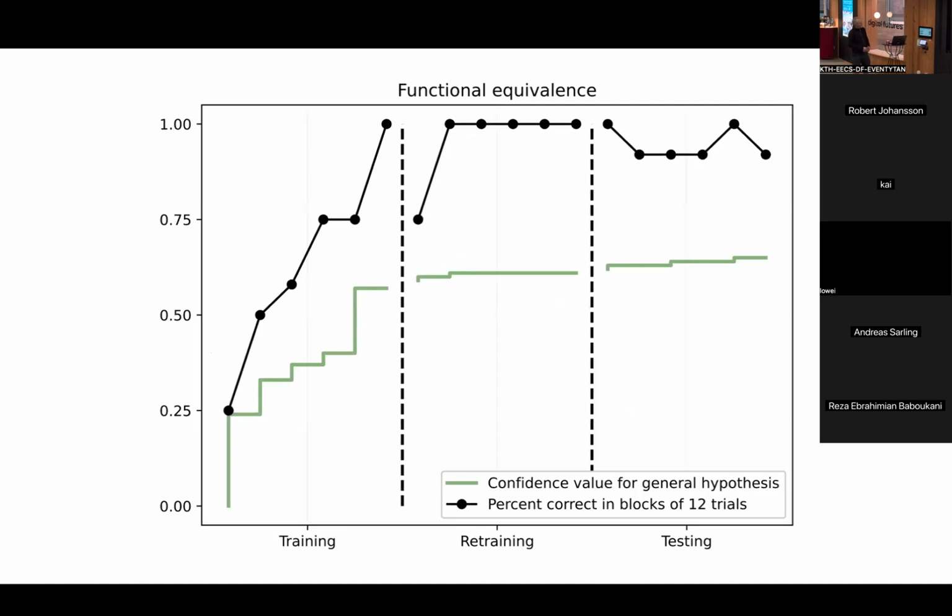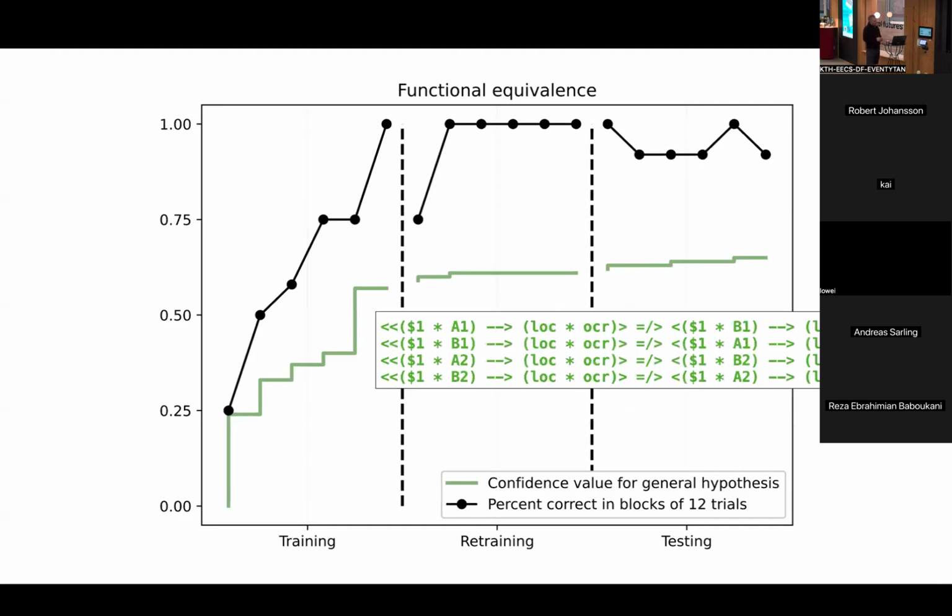So anyway, the system can learn in the retraining the first 4 of these stimulus-response relations. It's quick to do the retraining. And then during the testing, it's a demonstration that it uses this derived functional equivalence. The green line shows the functional equivalence between A1 and B1 and A2 and B2. So it's the confidence in that general hypothesis that increases over time.